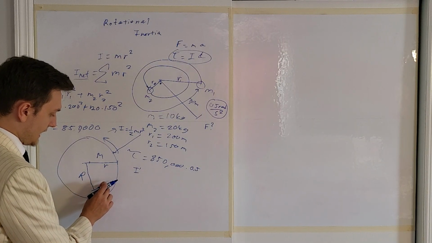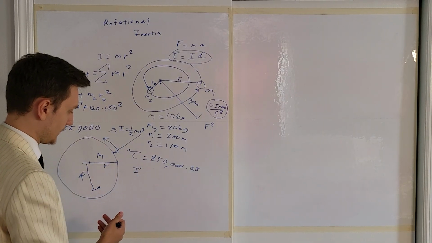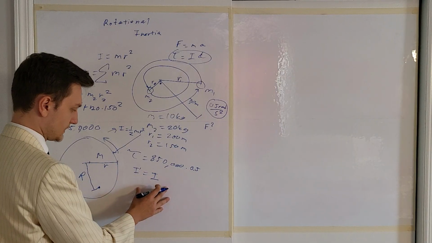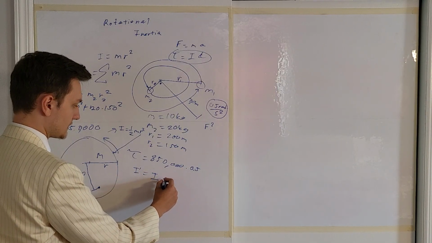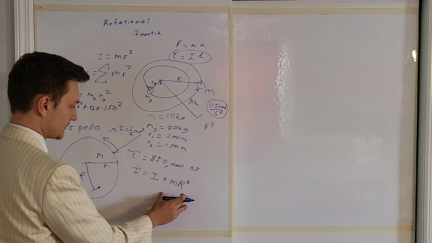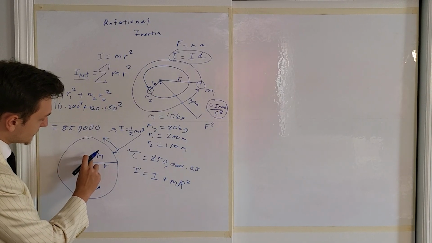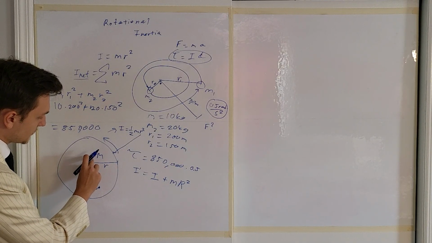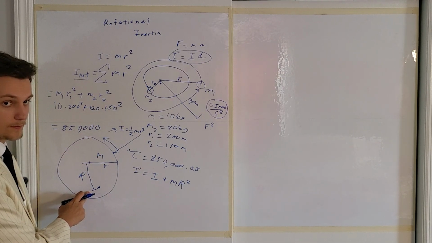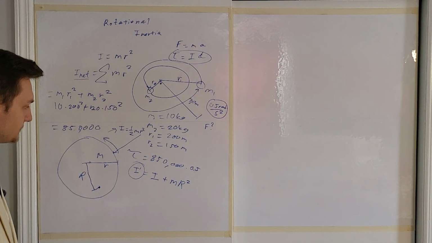By moving the axis of rotation to this new point, I have changed the rotational inertia of my object. The new rotational inertia equals the original rotational inertia plus the mass of my object times big R squared, where again, big R is the distance between my center of rotation, or the center of mass, my original center of the object, and my new axis of rotation. Okay? This is my new rotational inertia.